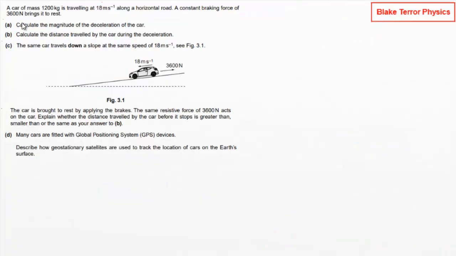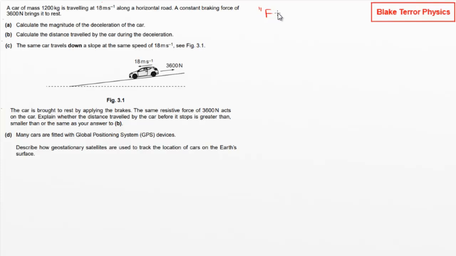Here we have a car of 1,200 kilograms traveling at 18 meters per second along a horizontal road. So it's not actually this picture here. This is on a horizontal road. A constant braking force of 3,600 newtons brings it to rest. Calculate the magnitude of the deceleration.